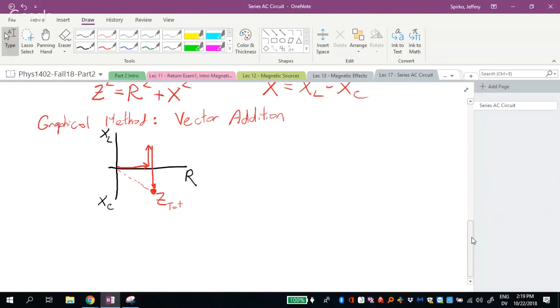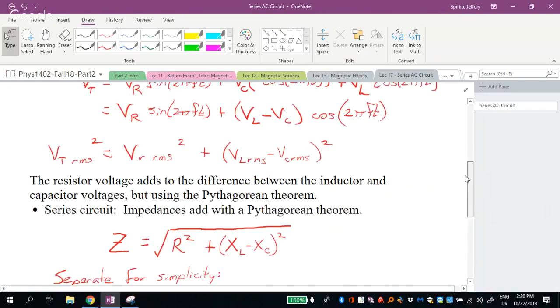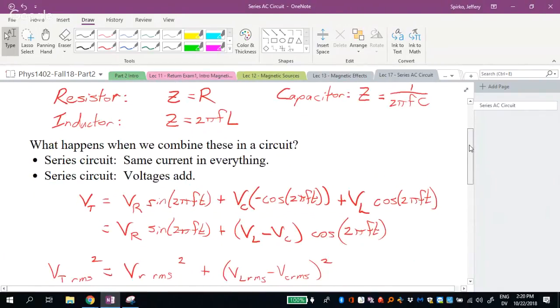Sir, up there when you had the formulas, inductor Z is equal to 2 pi f L? Yes. So is that the formula to get the reactances? It really is. This is called X sub L, and this one is called X sub C. You wouldn't have to divide by 2 pi after that. That's part of the formula. Yes, the X sub L is the impedance of an inductor, and that includes the 2 pi. And that's the same thing as saying V L R S?